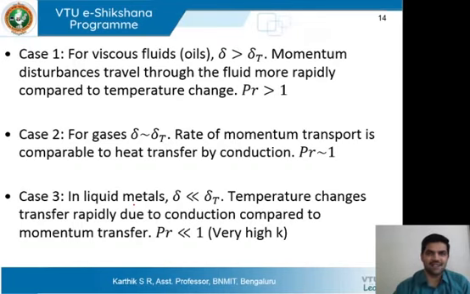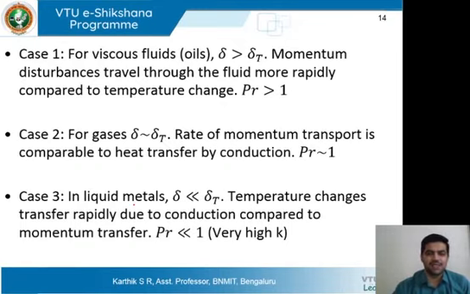Now for gases especially, the development of the thermal boundary layer and the velocity boundary layer is almost at the same rate. So we will find that their thicknesses are almost comparable, and in this case the rate of momentum transport is comparable to heat transfer by conduction, which will make the Prandtl number very close to 1. For air in particular, the value is in the order of 0.7.